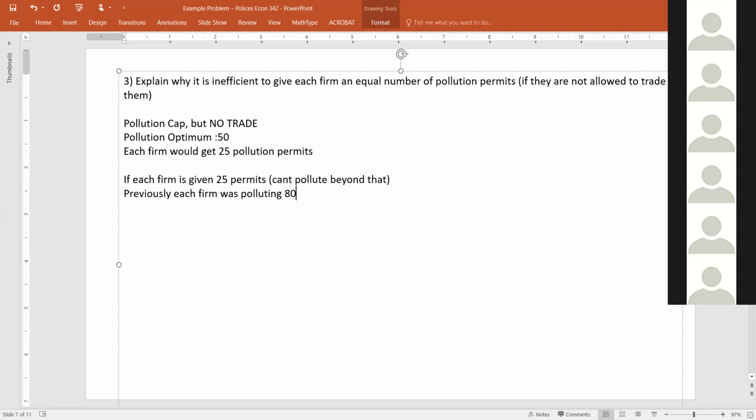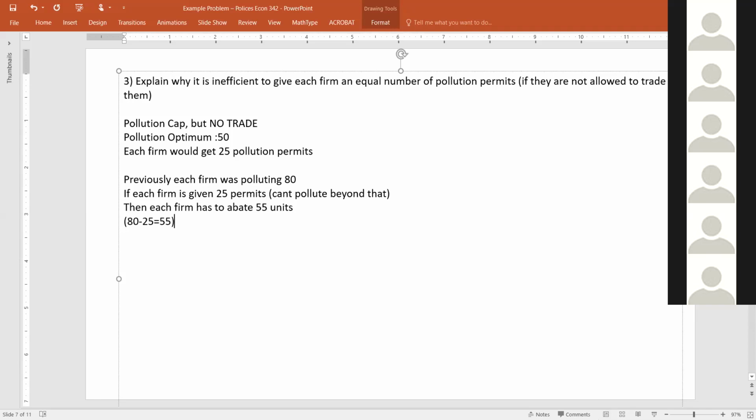previously, each firm was polluting 80 units. In fact, I'm going to put this here from the given information. So previously, each firm was polluting 80 units. If each firm is given 25 permits and they can't pollute beyond that, then each firm has to abate 55 units. And that's just from the arithmetic. 80 units of pollution previously, the government is allowing each firm to pollute 25 units. That means each firm has to abate 55 units. Questions?